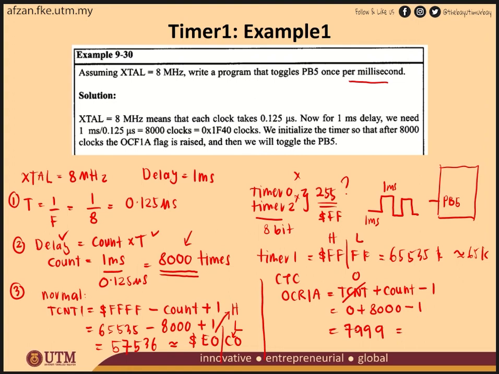7,999. So you convert this 7,999 to hexadecimal, you get 1F3F. Again, this is a 16-bit number, so you can divide it into low and high byte. This one is low, this is high. So this low here will go to your OCR1AL, while the high byte here will go to your OCR1AH.